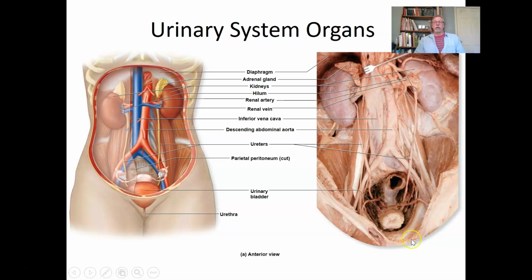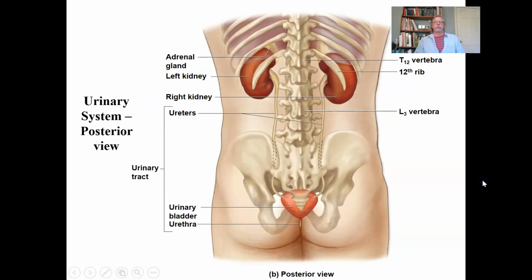So the bladder is storing urine. And the other structure, not really visible on the cadaver, is the urethra. The urethra is the tube that allows urine to pass from the bladder to the outside. So those are the main organs involved. And this is just a posterior view of those organs.